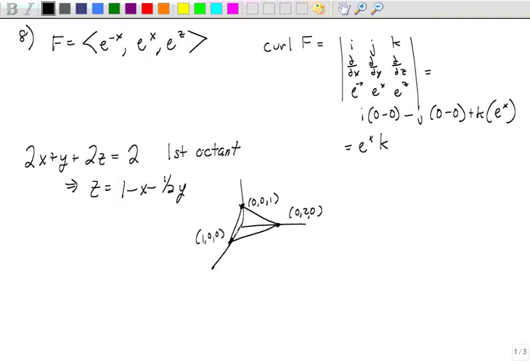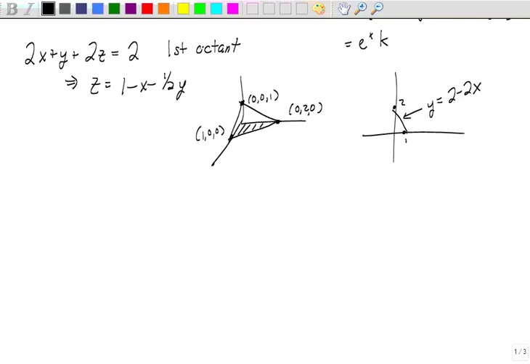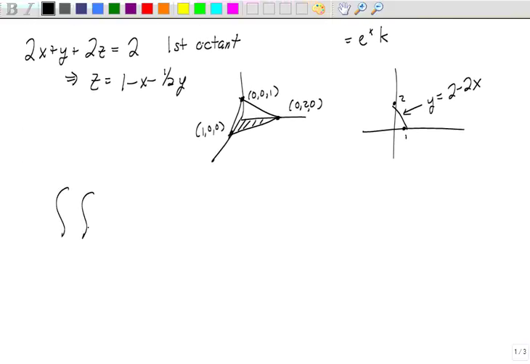That's the plane cutting across the first octant. Here is our D. So I'm going from 1 to 2. And the equation of that curve you can find out is y equals 2 minus 2x, because we've done that before. So when I integrate this, I'm going to go from 0 to 2 minus 2x.